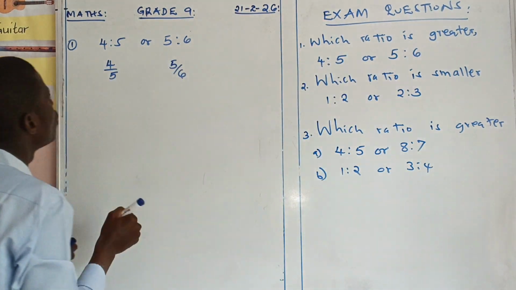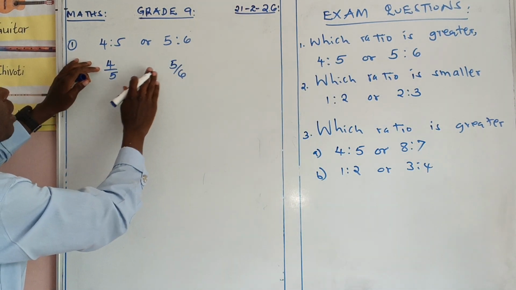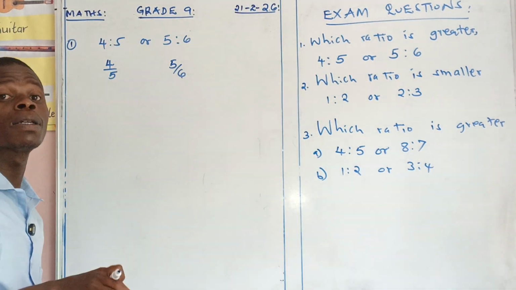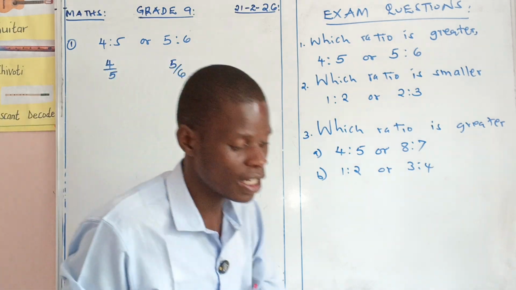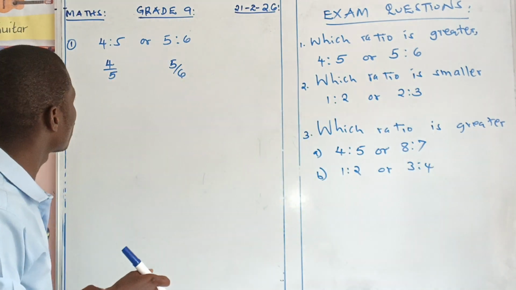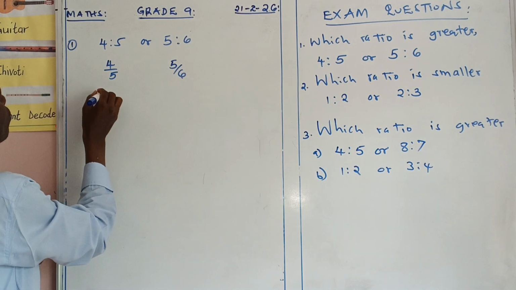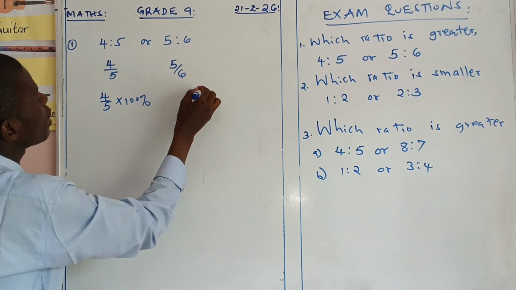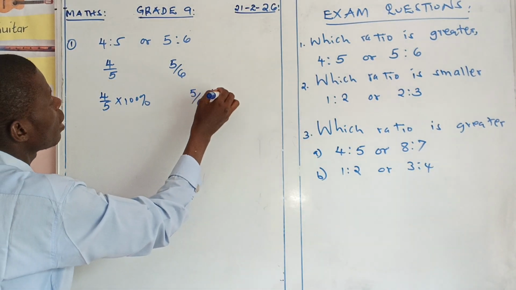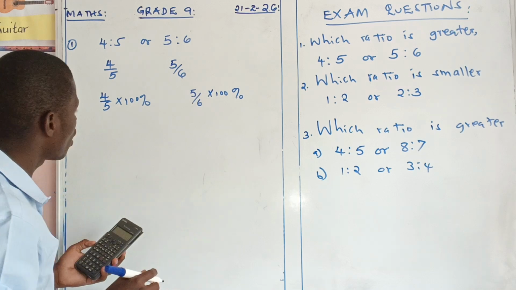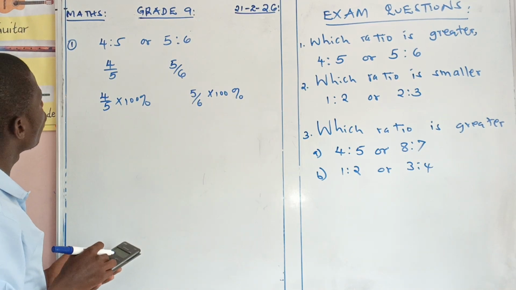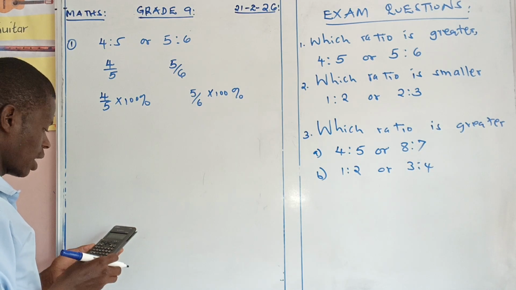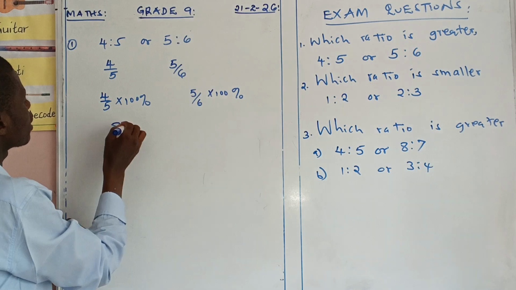Now here, we have 4 over 5 and 5 over 6. So how can we change fractions into percentages? Multiply by 100%. That is very simple. I have a calculator here. So I'll say 4 over 5 as a percentage multiplied by 100%. Then 5 over 6 as a percentage multiplied by 100%. So here, what do we have? This now 4 over 5 times 100, we have 80%.